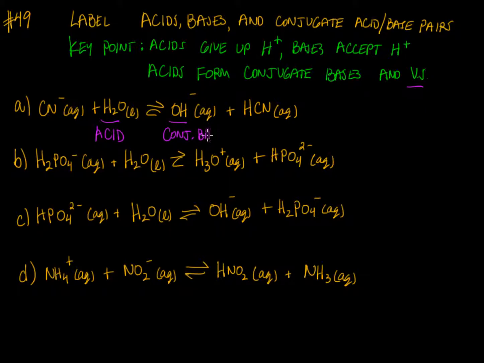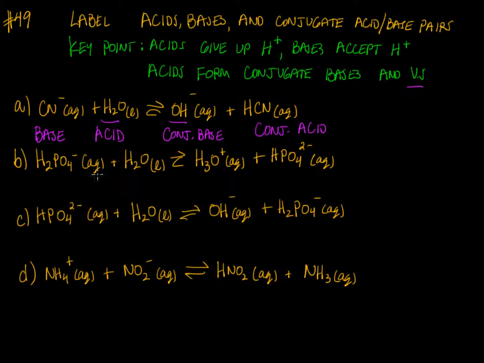Keep in mind, we always label acids and bases on the left side of the equation. The conjugate acids and conjugate bases will always be on the right side of a reaction, always. All right, acids react with bases, so this therefore must be a base. And keep in mind that bases form conjugate acids. So over here, HCN is the conjugate acid.